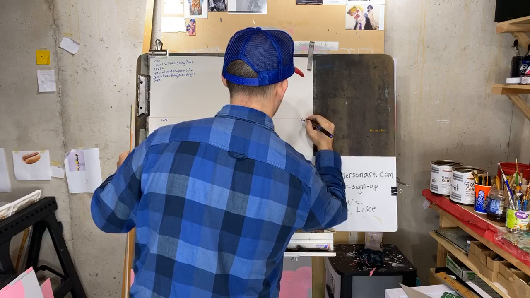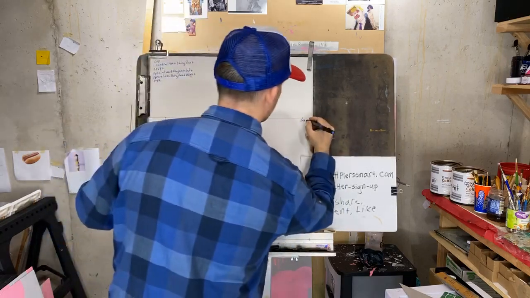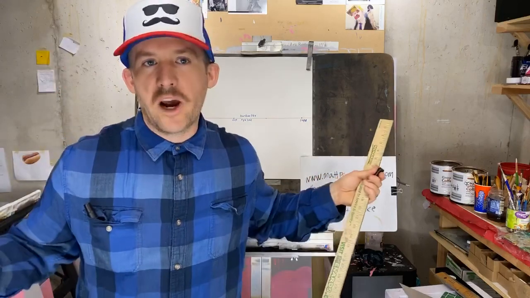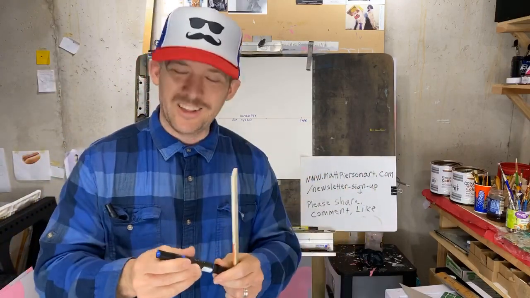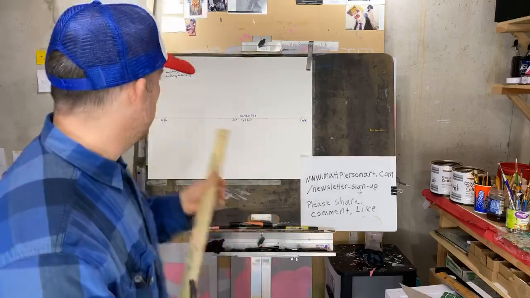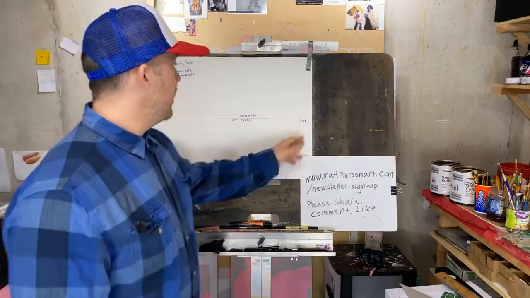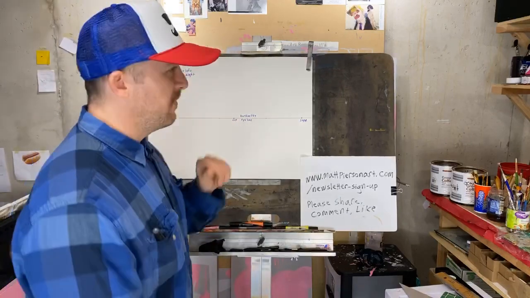SVPR and SVPL. Or you can just put left and right vanishing point. It doesn't matter, it's just over technical. Or you can just call it left and right. It doesn't matter. So we have our left vanishing point and our right vanishing point. We have our central vanishing point.